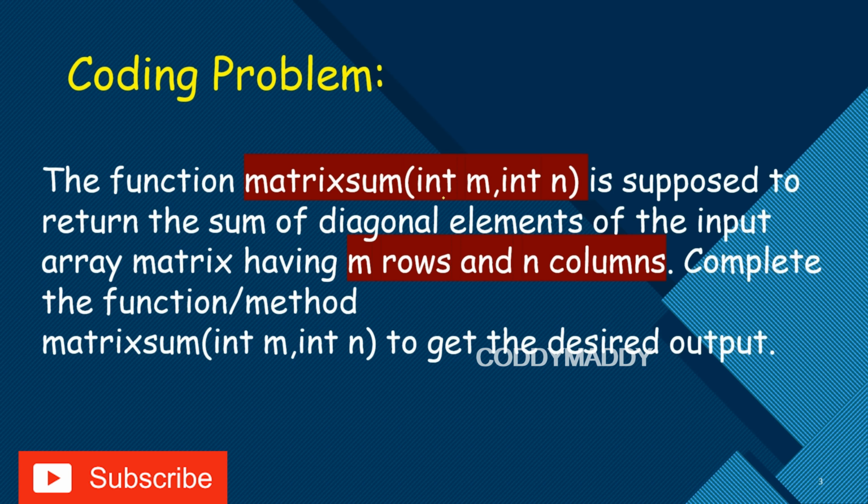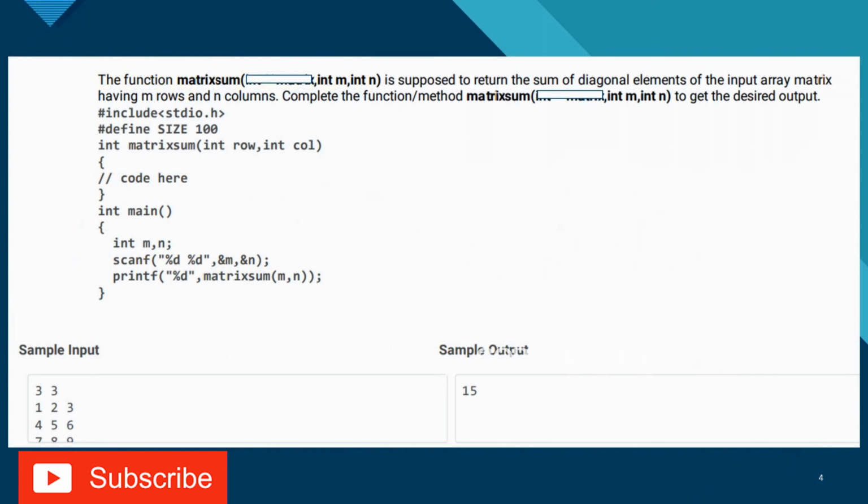So this is how a program question in AMCAT Automata is displayed. We have to understand the question, analyze each and every statement displayed in the problem, and derive our requirements. This is how the question is displayed along with the sample input and the basic structure of the program. The function matrixsum(int m, int n) is supposed to return the sum of the diagonal elements.